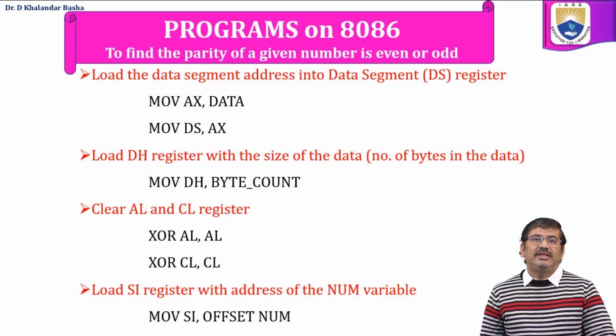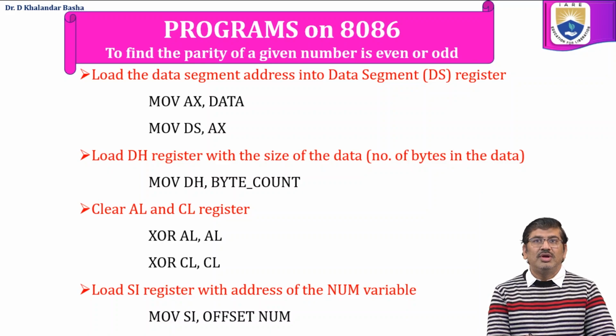So first we will write the program by fetching the address of the data segment into the DS register by using this instruction: MOV AX, data, then MOV DS, AX. So these two instructions are used for loading the data segment address, which is assigned by the assembler, into the data segment register, that is DS.